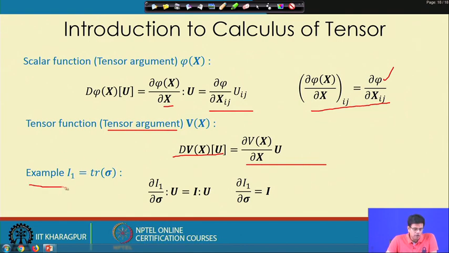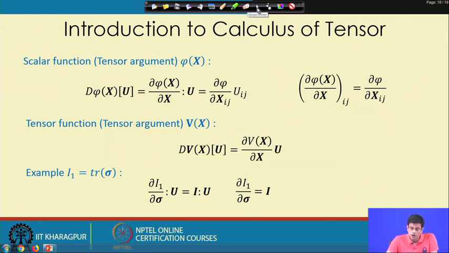For instance, I was talking about the trace being the first invariant. If I want to find the gradient of I1 with respect to sigma, then this formula tells me that it is I. Sometimes we will use this kind of treatment for finding the required derived quantities in this course.